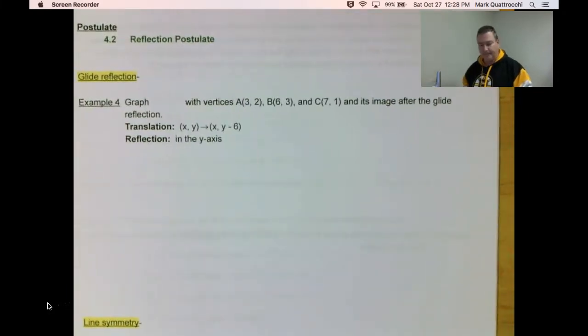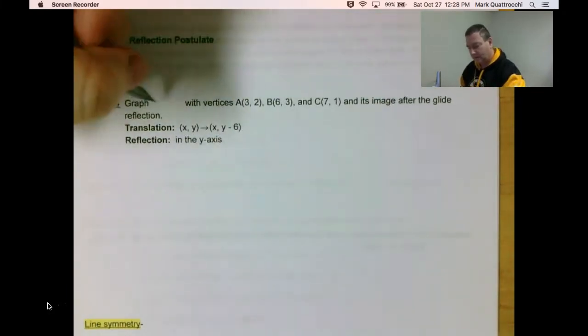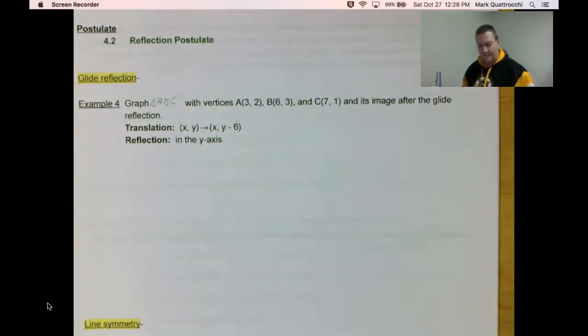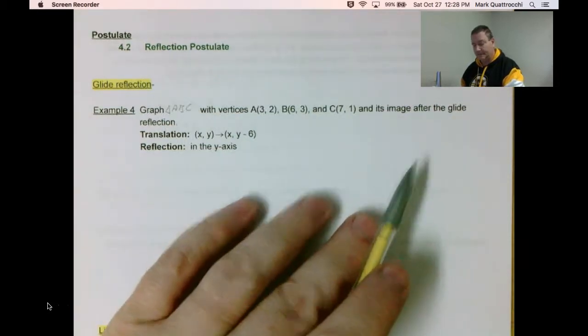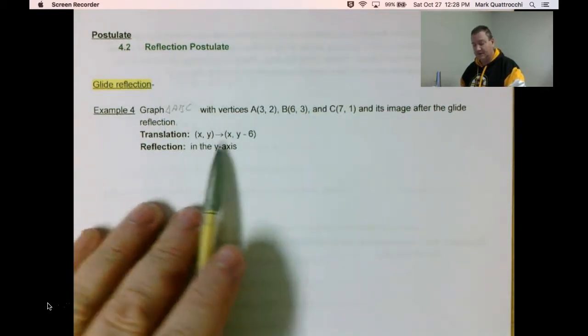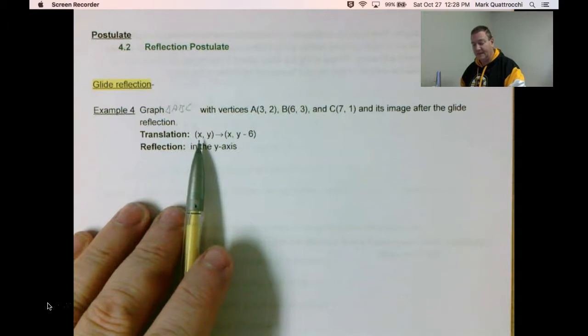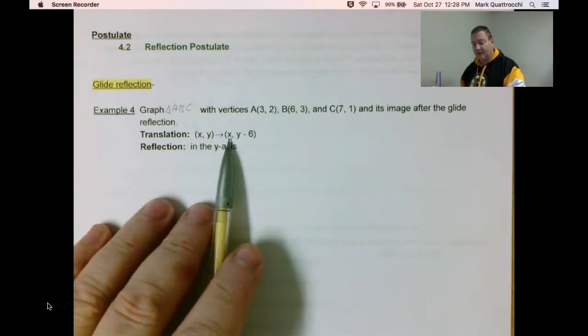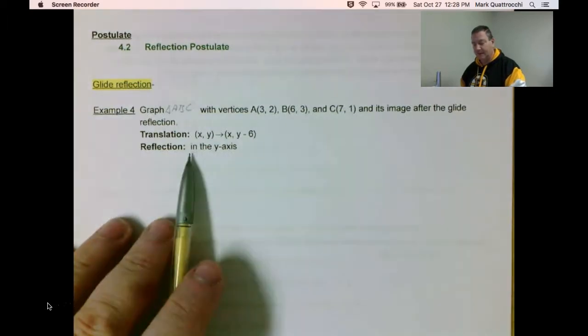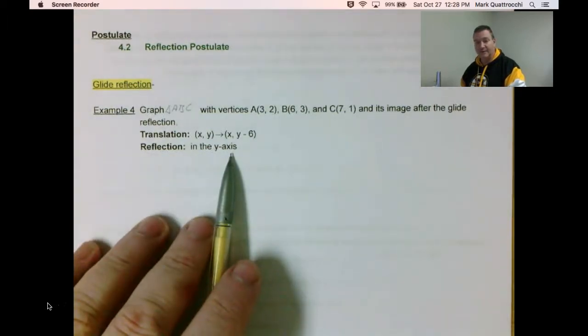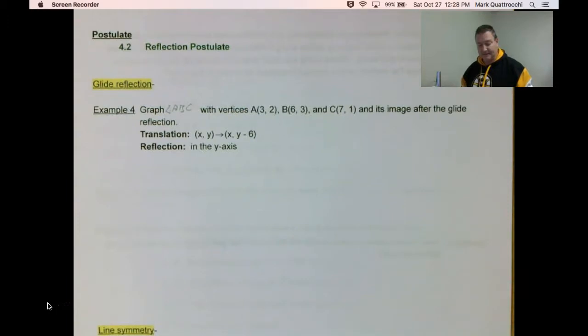example 4. So this is triangle ABC with vertices A, B, and C. And we're going to graph a glide reflection. So this tells us the rule for the glide, or the translation part. X doesn't move, Y moves down 6, and we're going to then reflect after that in the Y axis.